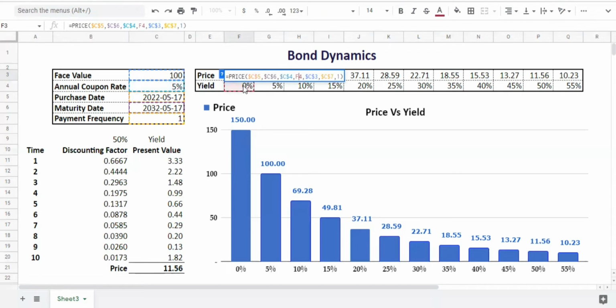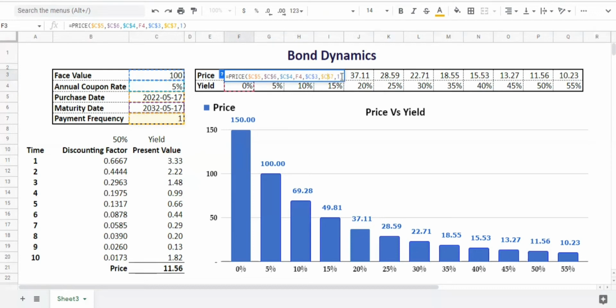And then F4, which is the yield. I have selected 0, since according to this scenario it is 0. Then you have to take the face value, the redemption value of the bond, and then the payment frequency, which means annual coupon payments. There might be different coupon payments. Some bonds pay semi-annual coupons, which means you have to take 2 as the payment frequency. Some pay quarterly coupons, so you can take 4.